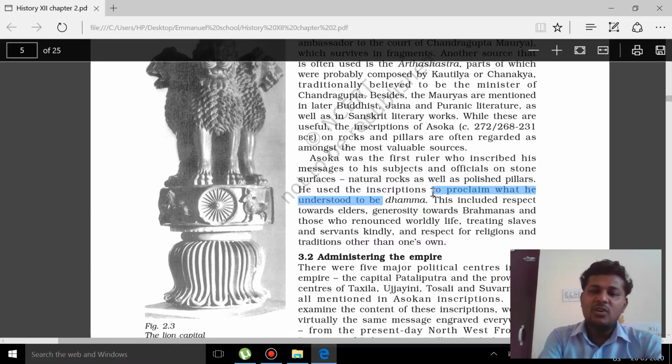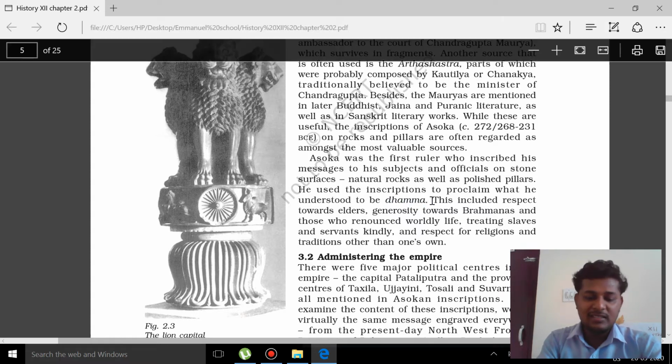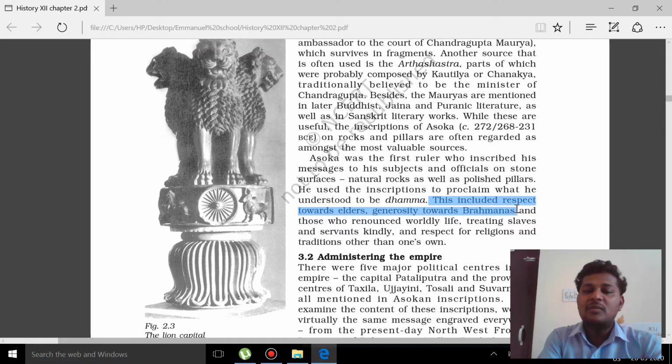Very, very important. What is Dhamma? He used the inscriptions to proclaim, to tell the people about his Dhamma. What is Dhamma? This is the question. So one marker question can come. What is Dhamma? Dhamma means respect towards elders, generosity towards brahmanas, and those who renounced worldly life.